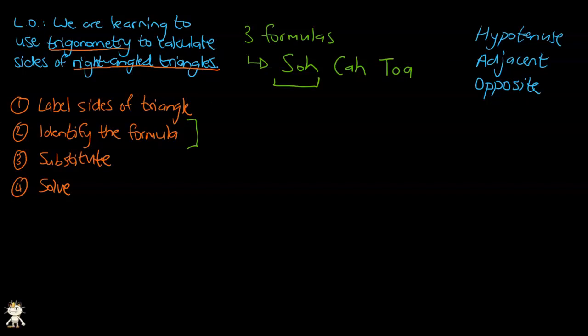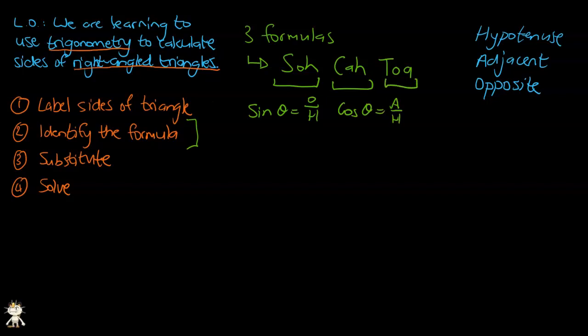And the formula is always going to be sine angle equals opposite over adjacent. The cosine one is going to be cos angle equals adjacent over hypotenuse.